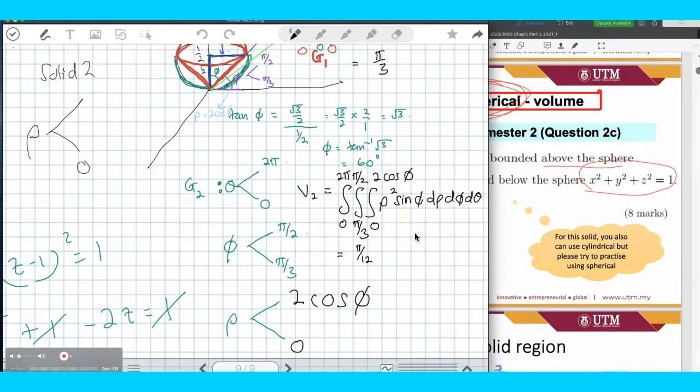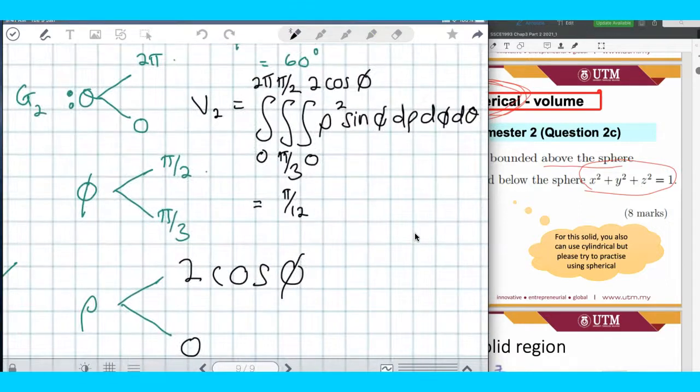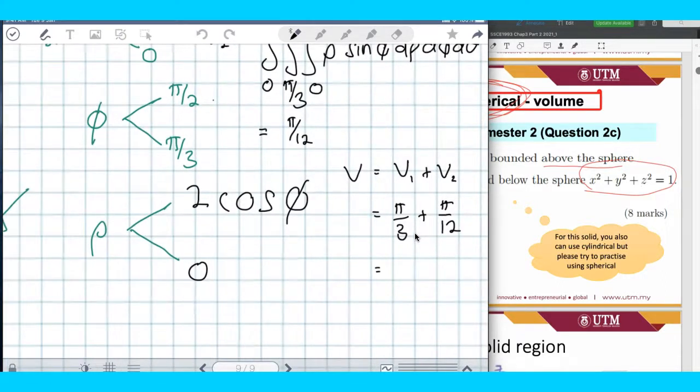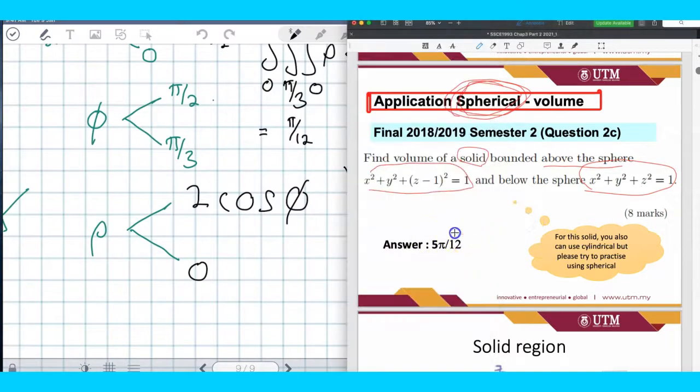So next, what you have to do is combine. The total volume is given by V1 and V2, where you got just now pi over 3, and the second one pi over 12. When we simplify, you will get 5 pi over 12 unit cube, because this is volume. Okay, and also the answer here is given.